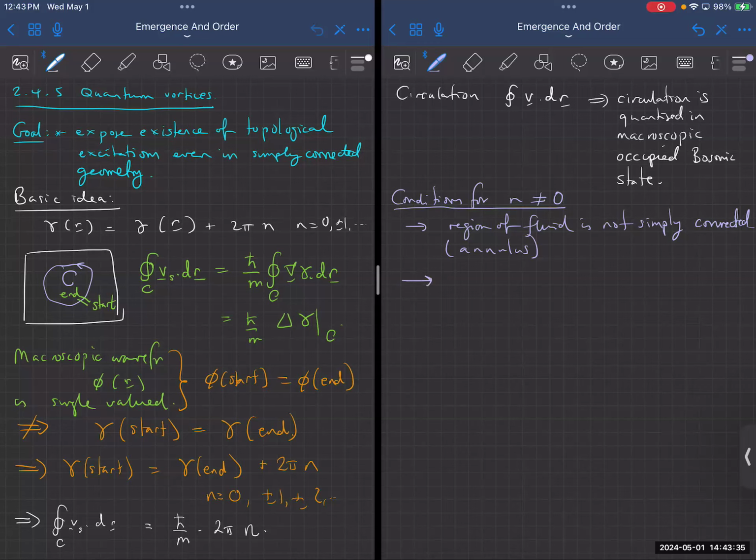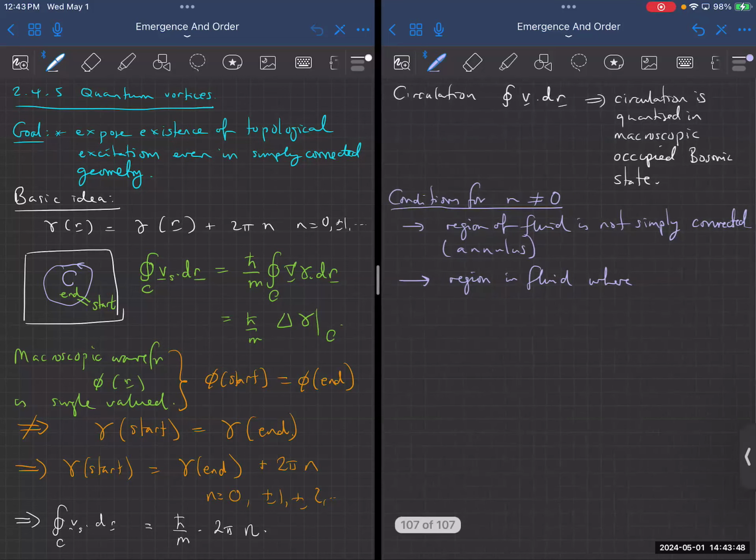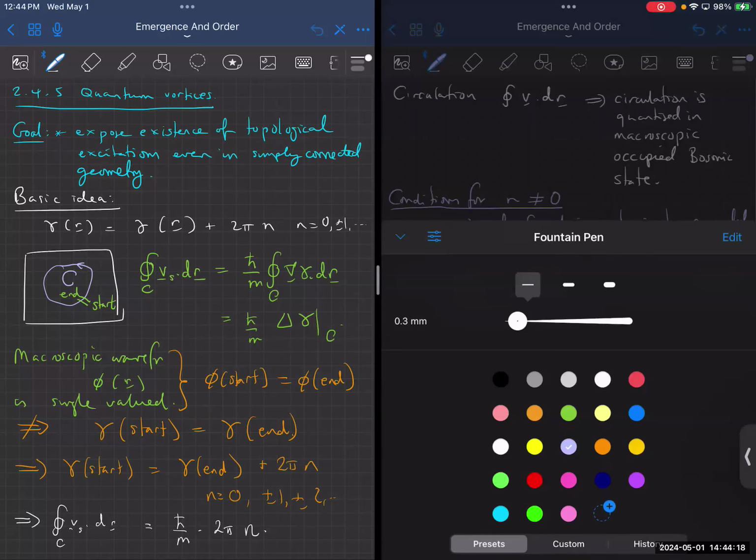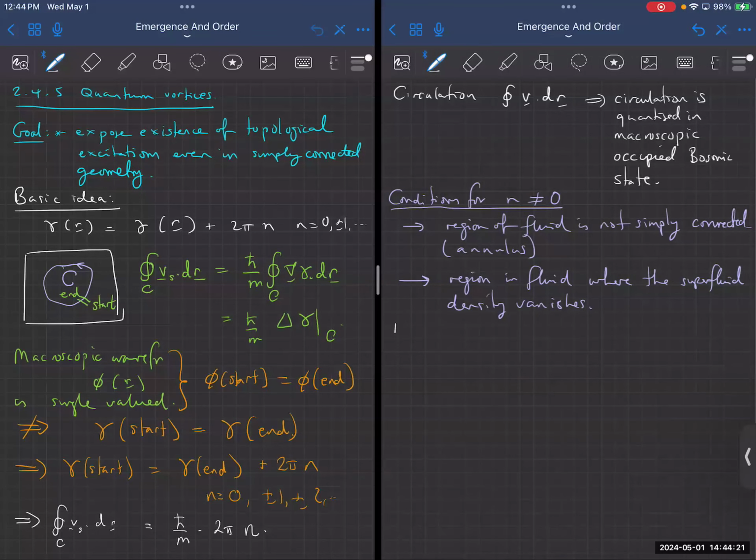But there's another thing that can happen, which is there could be a region in the fluid where the superfluid density vanishes. To be clear, gamma is the phase, while phi is the full wave function. Yes. So those are the criteria. So let's just see what that means. Let's suppose I have a simply connected region.